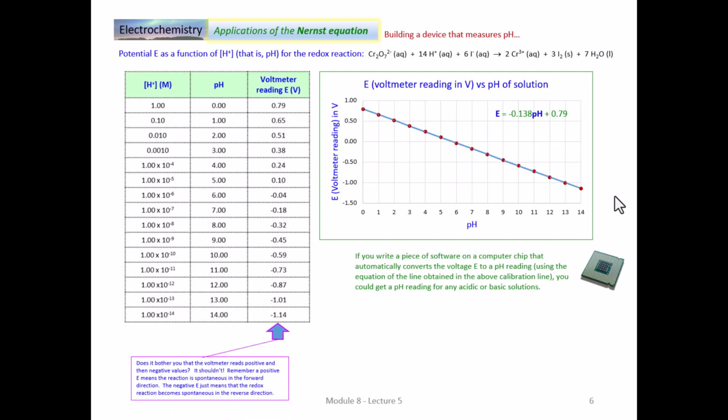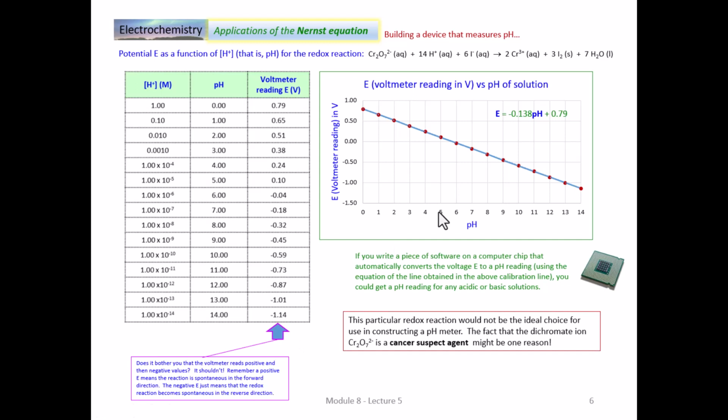Now, here I bring up this little graphic and ask, does it bother you that the voltmeter reads positive and then negative values? In other words, that the potential is positive and then goes negative. Well, it shouldn't. Remember, a positive E means the reaction is spontaneous in the forward direction. If the measured potential is negative, then this reaction is just spontaneous in the reverse direction.